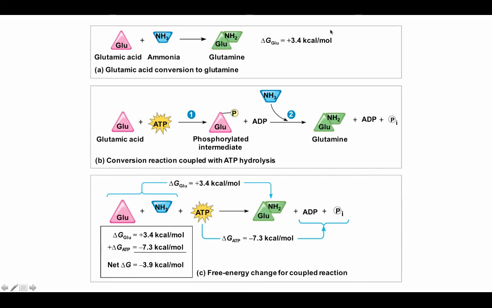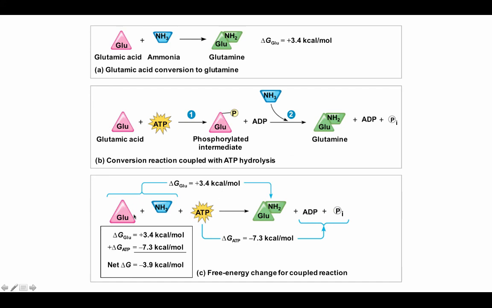So this is an endergonic reaction that costs 3.4 kilocalories per mole, but when we instead use ATP as a reactant and phosphorylate that glutamic acid and generate phosphorylated glutamic acid plus ADP as the products, now that phosphorylated glutamic acid is less stable, it's going to react spontaneously with ammonia in an exergonic reaction into that glutamine product plus ADP plus the phosphate, which is then going to be released in the process of this reaction.